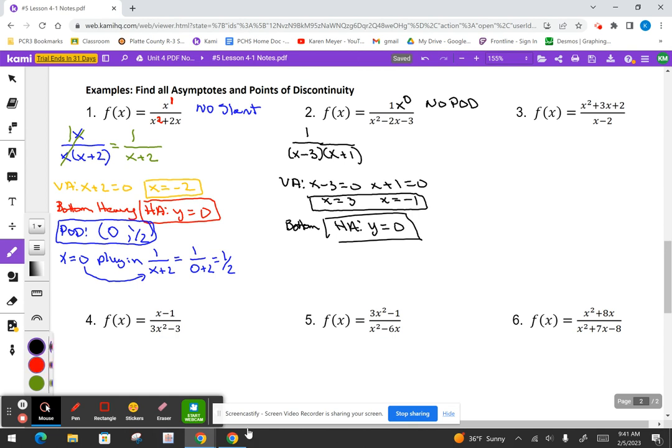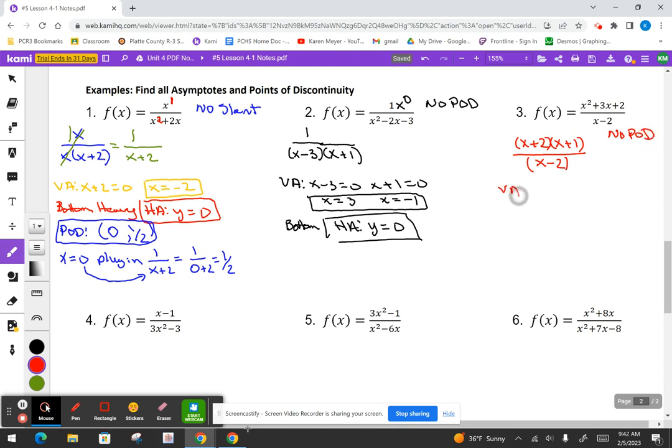Okay, third one. I'm going to factor the top, fast factor. So x, let's see, what multiplies for 2 that adds for 3? So that would be x plus 2 and x plus 1 all over x minus 2. Remember, the x minus 2 isn't necessarily in parentheses on the bottom, but you can think of it as being in parentheses. Once again, nothing cancels out. Okay, +2 and -2 are different, so no POD.